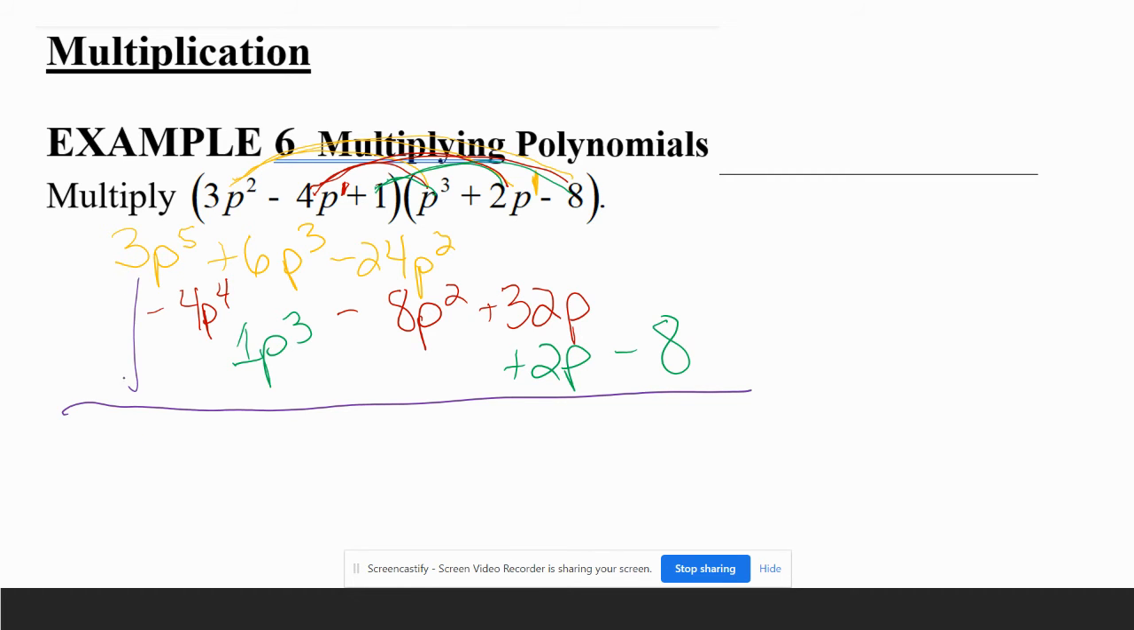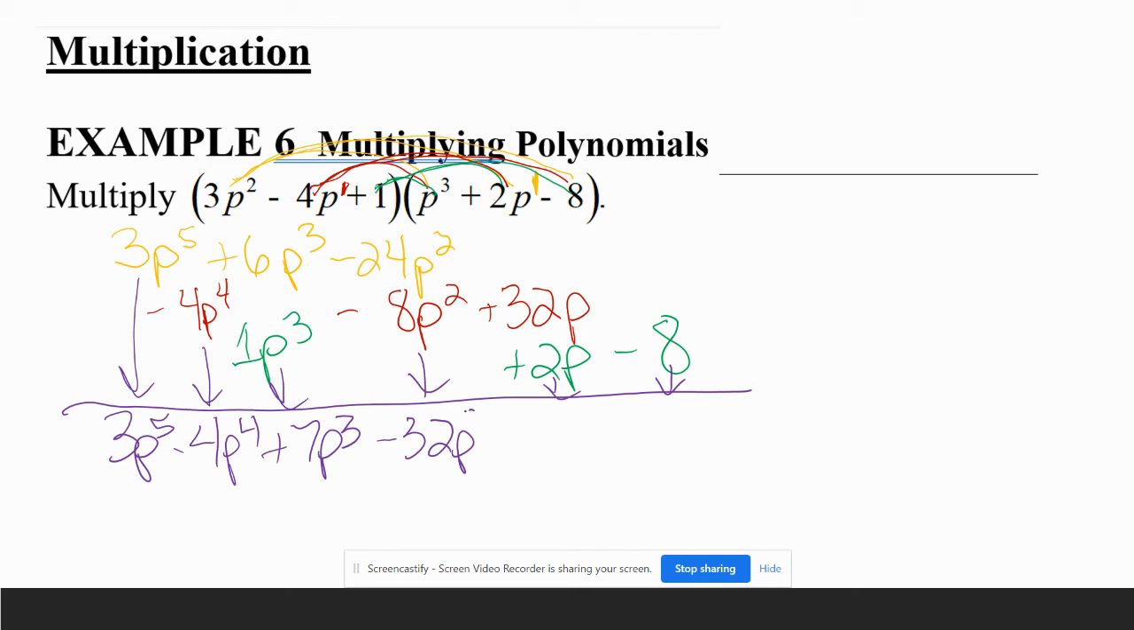Our last step is to come and take care of all of our like terms and get our final answer. 3p to the fifth has no like terms, so we're dropping that down. Negative 4p to the fourth has no like term, so we're dropping that down. 6p to the third plus 1p to the third is 7p to the third. Negative 24 plus negative 8 is negative 32p squared.